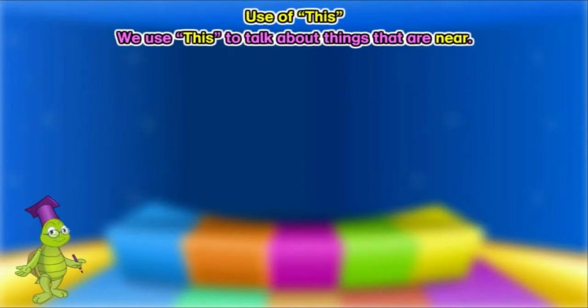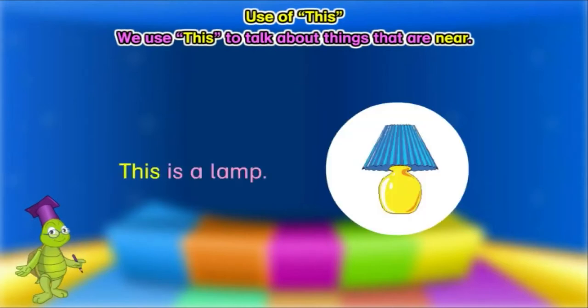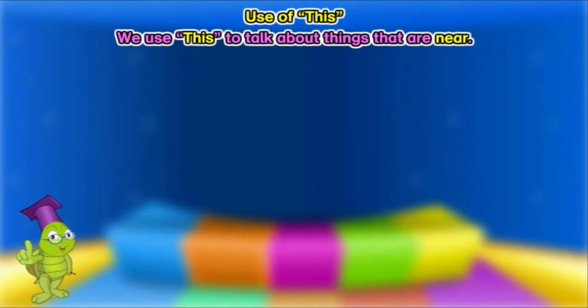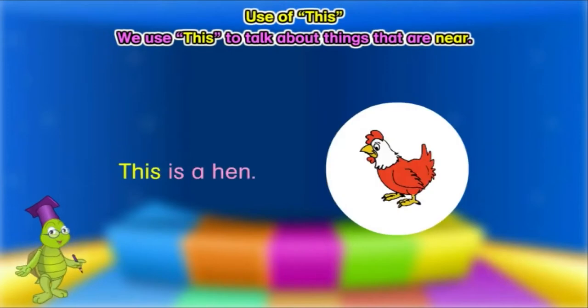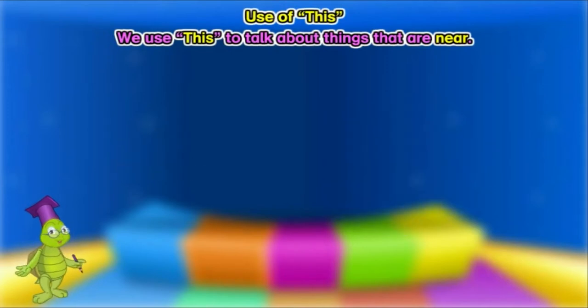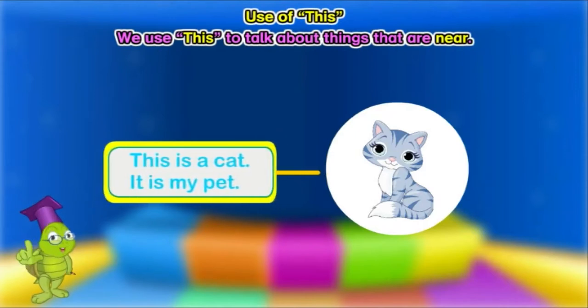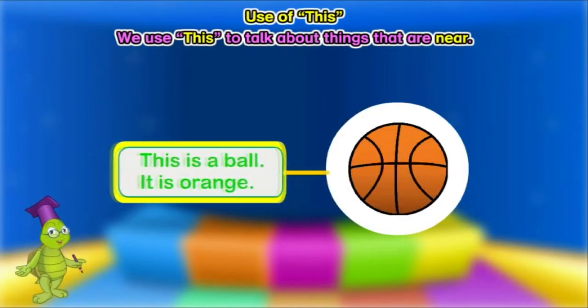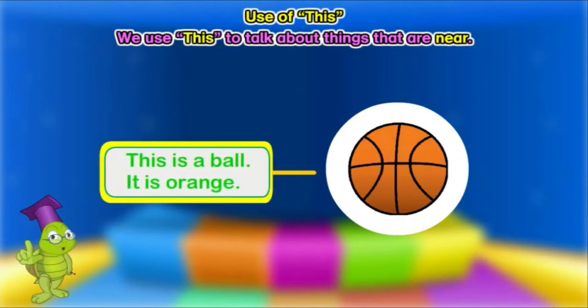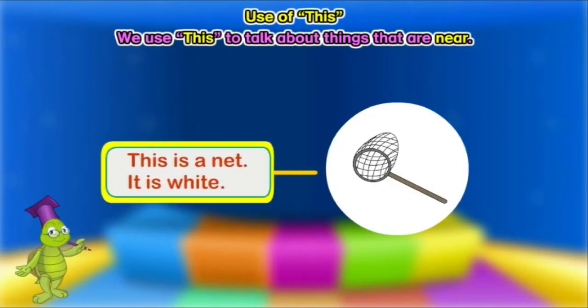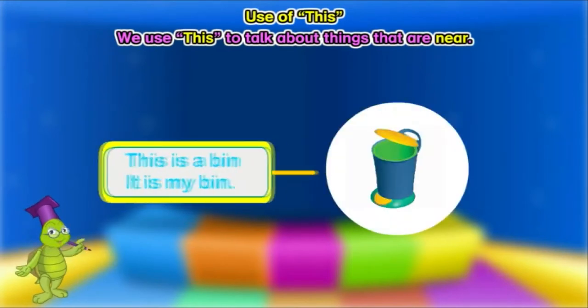We use this to talk about things that are near. This is a lamp. This is a hen. Complete the sentences. This is a cat. It is my pet. This is a ball. It is orange. This is a net. It is white. This is a bin. It is my bin.